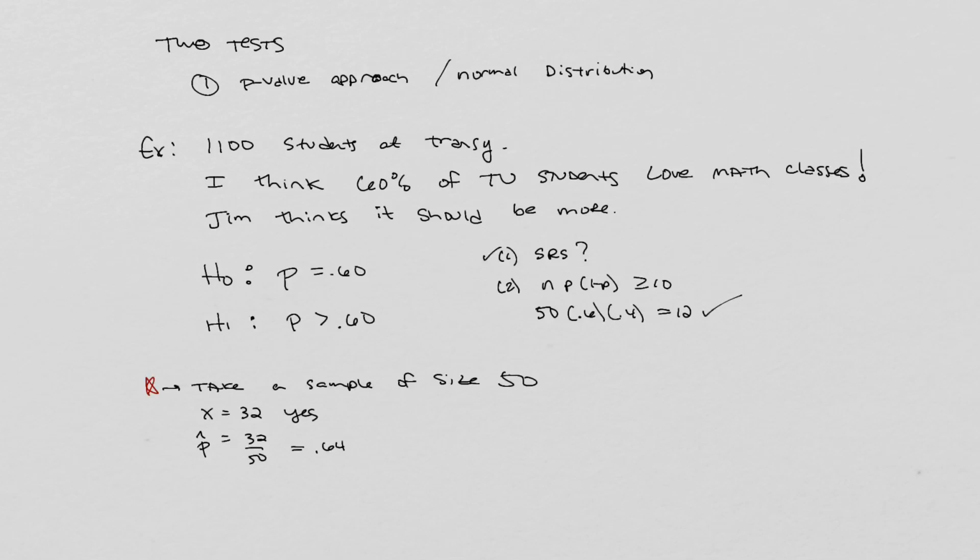The third thing we want to check is independence. In other words, is the sample size less than or equal to 0.05 times the population size? Well, the sample size is 50. Is that less than or equal to 0.05 times the population size, which is 1,100? If you multiply the right side out, you get 55, so that part checks out as well.